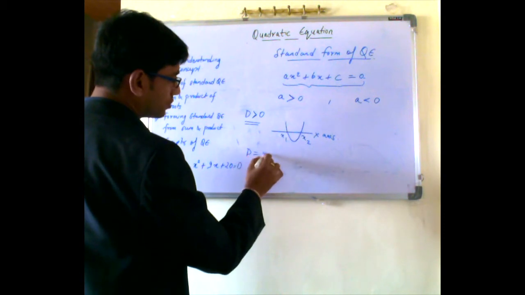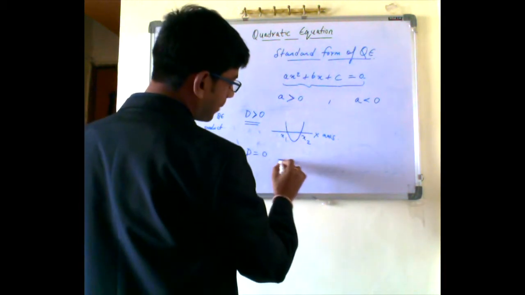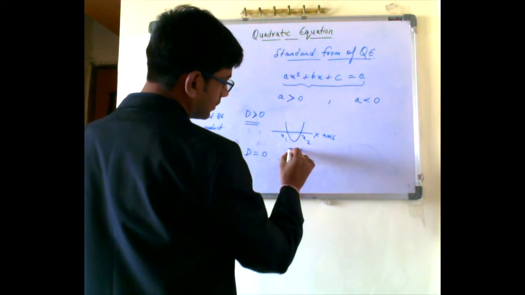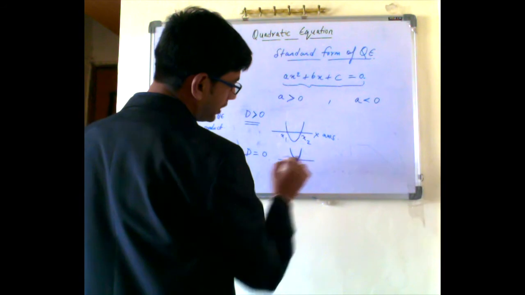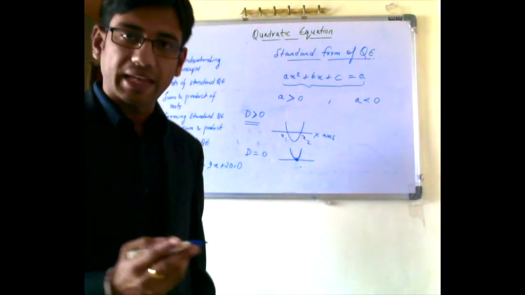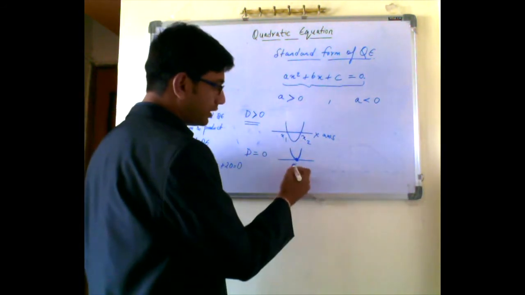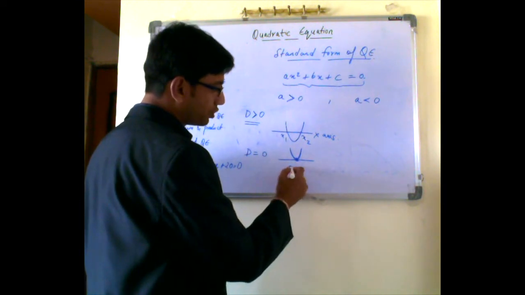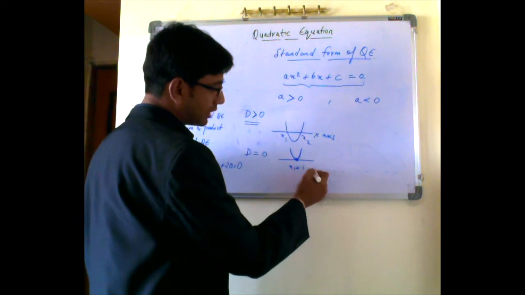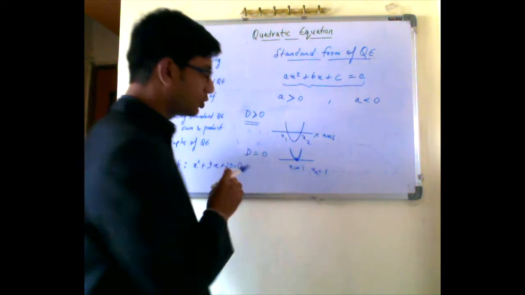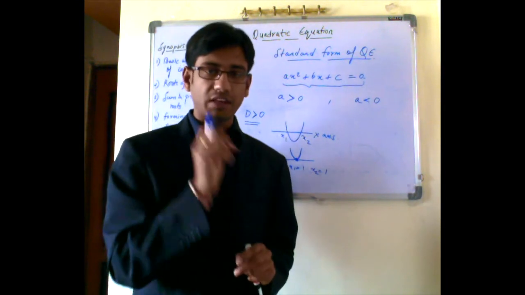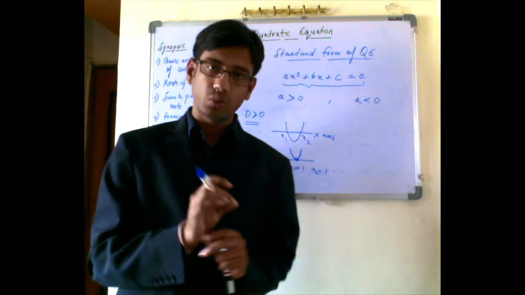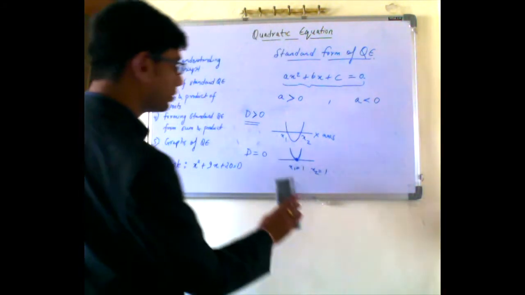If d is equal to 0, then I have a parabola that touches my x-axis. This is the point where the two roots lie. So the two roots could be x1 equal to 1 and x2 equal to 1. It could be any point on the x-axis. If the parabola is touching, the two roots would be at the same point and the roots will be equal. Definitely the roots will be equal in this case.